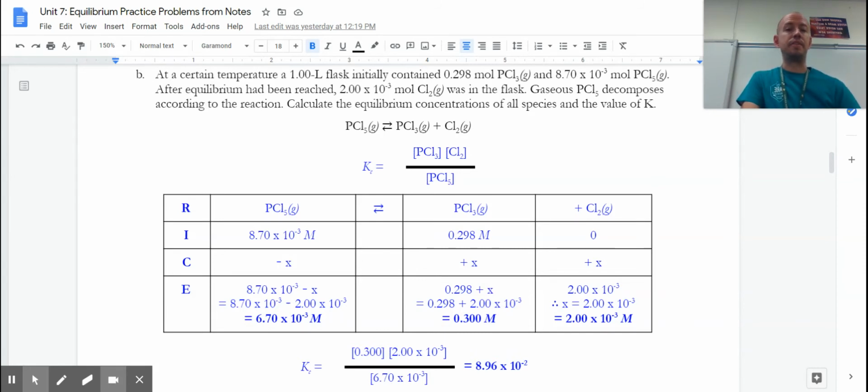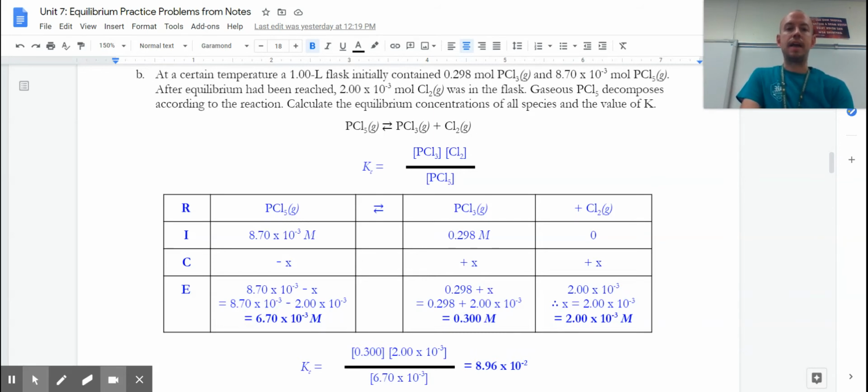Then it's important to think about the amounts that they're giving us. Are those starting amounts or final amounts? Are those initial or equilibrium? So it says initial here. So I divided those moles by the 1 liter to put those as molarities, but it didn't tell us anything about chlorine. We assume that to be 0. Then it tells us an amount for chlorine, but it says that's at equilibrium. So that goes down here in the E or equilibrium box for that chemical.